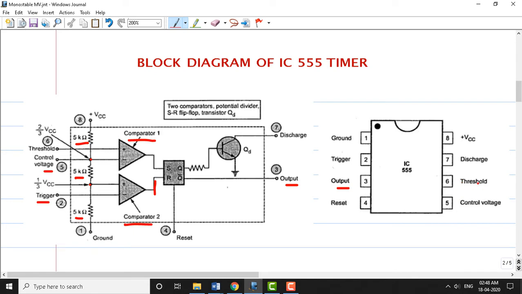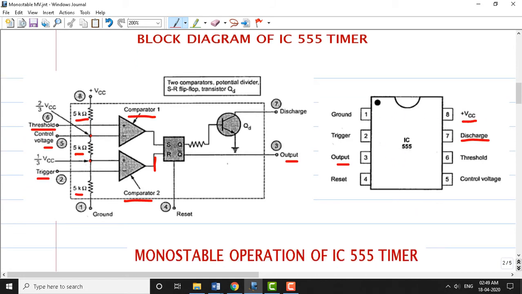Pin number 6 is going to be the threshold voltage, which is here. Pin number 7 is going to be the discharge pin. So we connect a capacitor here, so that the capacitor will find a path to discharge through this transistor. And finally we have VCC to power up this 555 timer. So VCC and ground are both required to power up this 555 timer.